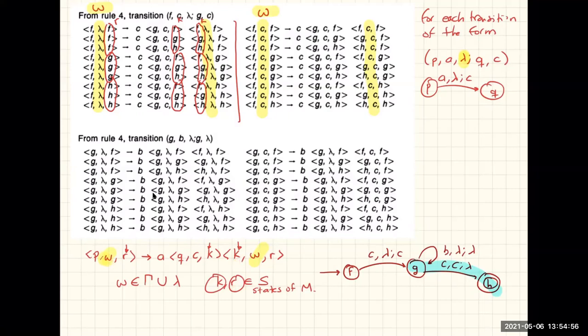So we will do this for this transition, F C lambda G C, which is this one, which goes from F to G using this transition. And now there is a last transition which goes from G to G using B lambda lambda. So this is this transition, and we will do exactly the same.